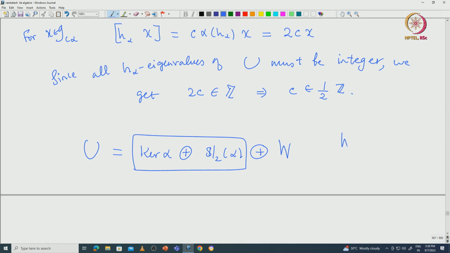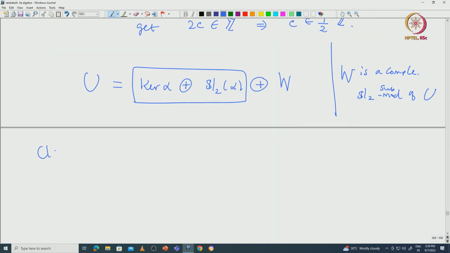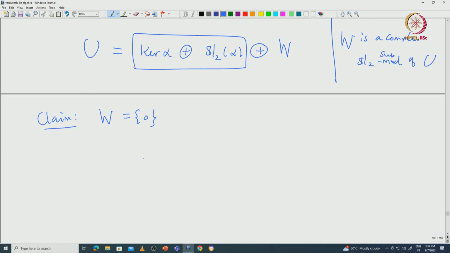Okay. So, W is a complementary SL2 submodule of this capital U. Our ultimate claim will be that this W must be 0. So, this is what we want to prove. Let us assume on the contrary that this W is non-zero. Then we want to analyze what will happen now.